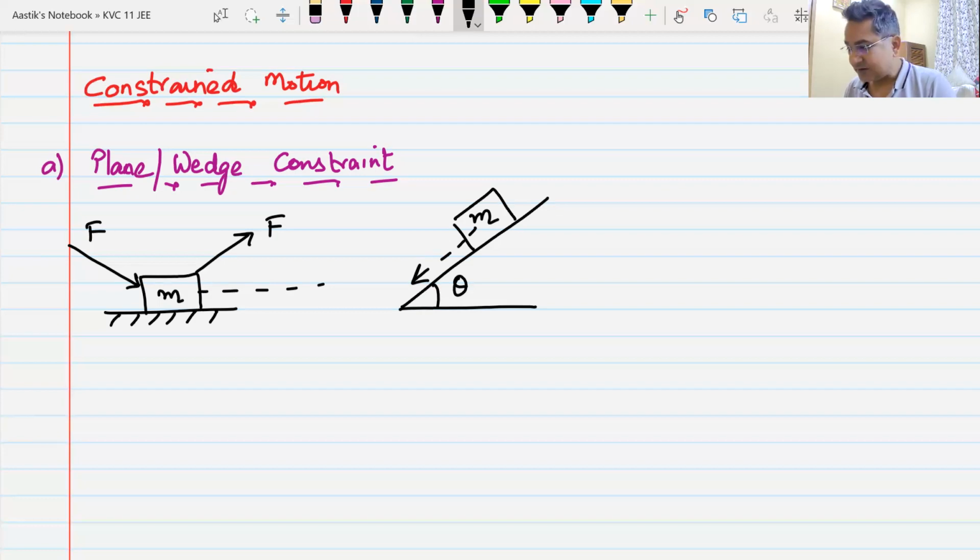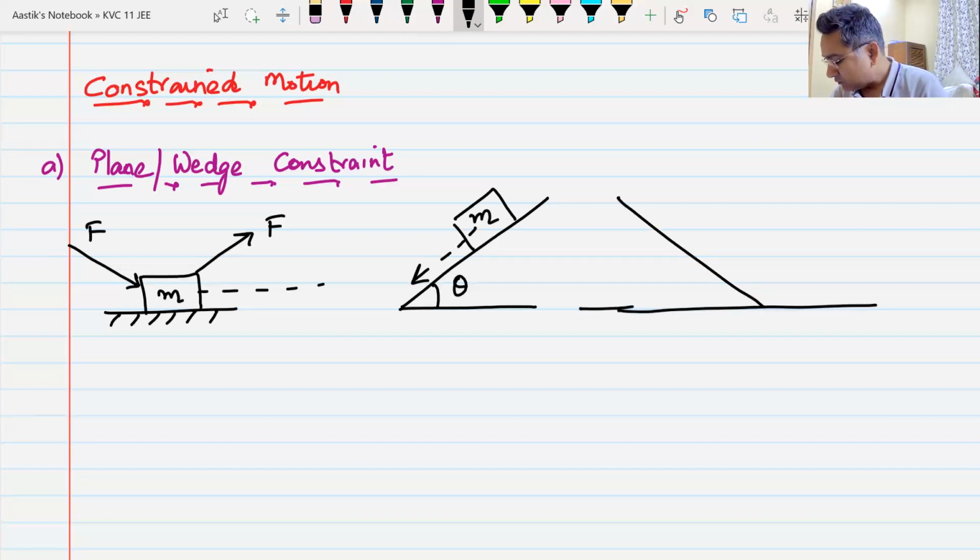It has gone above our heads, saying bye bye. So this is as simple as you say plane constraint or wedge constraint. Now I can make some revolutionary diagrams to make you understand the plane constraint.